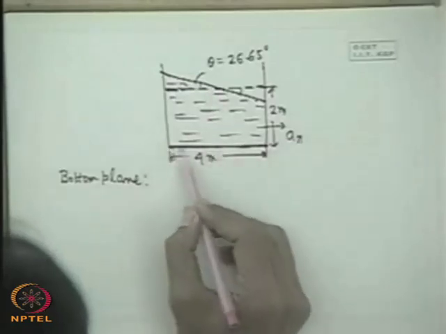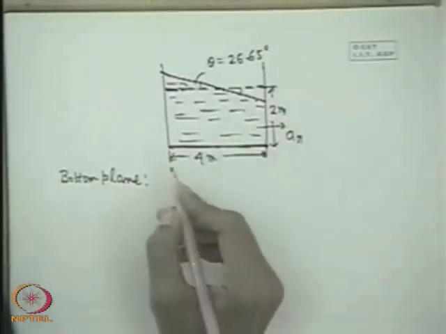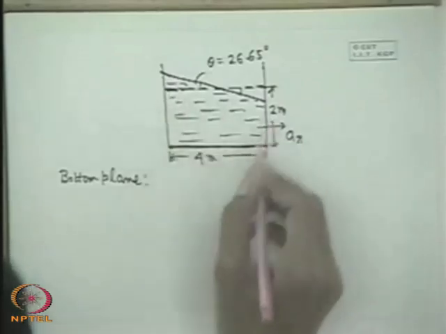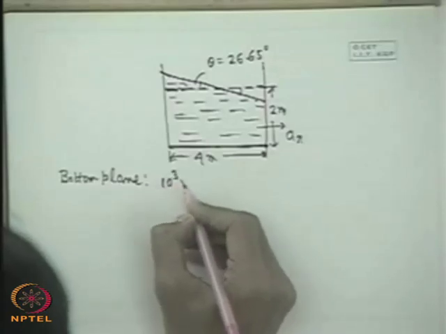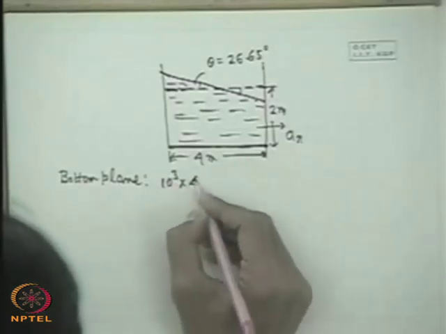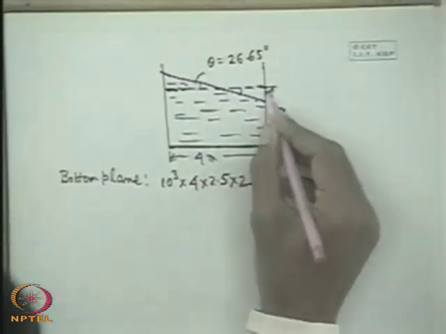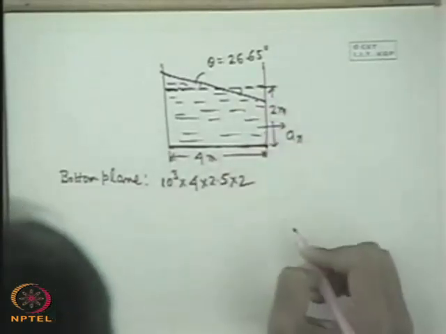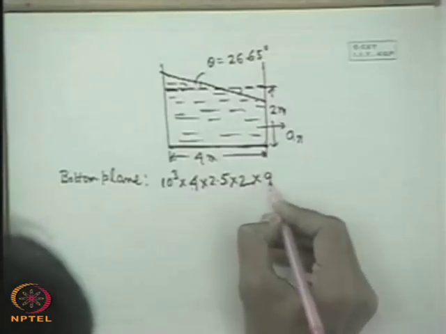If there is a free fall, what is the force on the bottom? 0. You must know this thing very carefully. So now for the bottom plane, we equate the weight, that means rho is 10 to the power 3 into V. V is 4 into 2.5 into 2. This is the total volume. Initial depth was 2. So V into rho into 9.8.